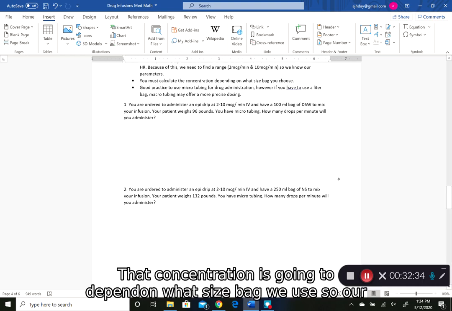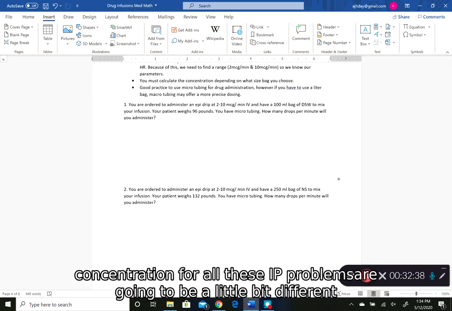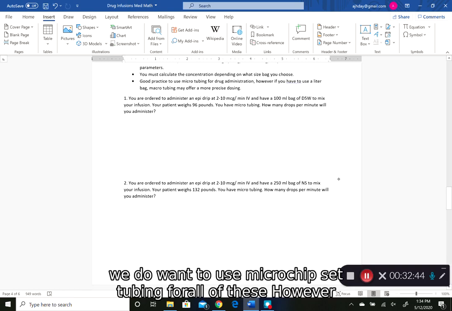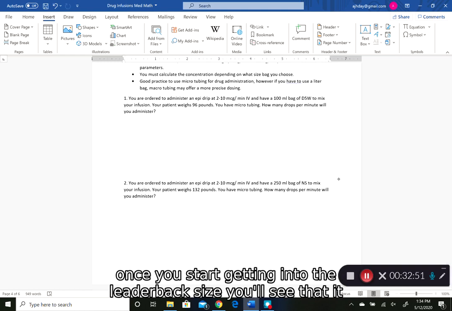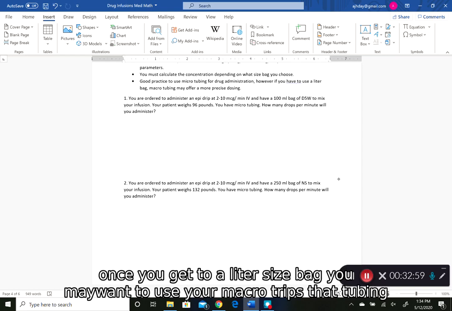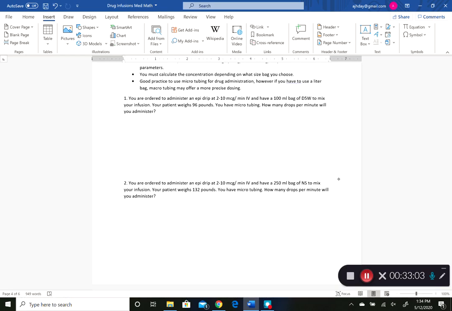The concentration is going to depend on what size bag we use. So our concentration for all these epi problems is going to be a little bit different. We do want to use micro drip set tubing for all of these. However, once you start getting into the liter bag size, you'll see that it's 600 drops per minute. That's not something we can really do. So once you get to a liter size bag, you may want to use your macro drip set tubing, and we're going to work out that problem at the end here.